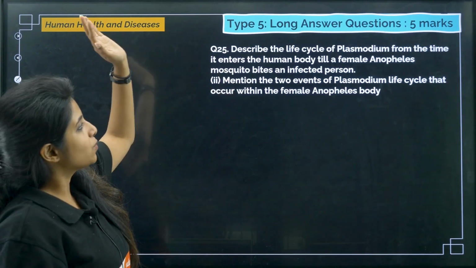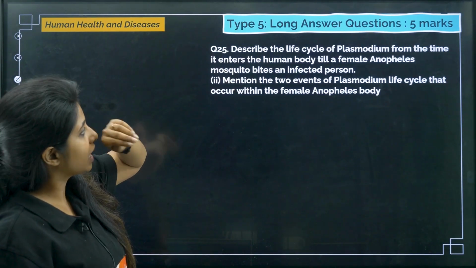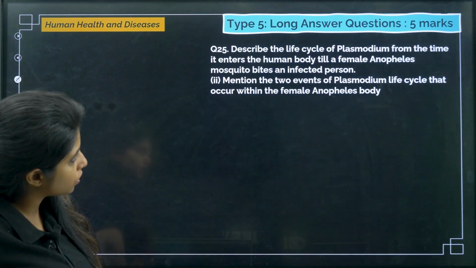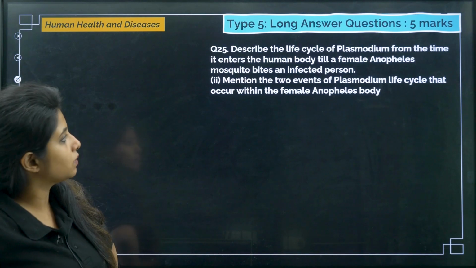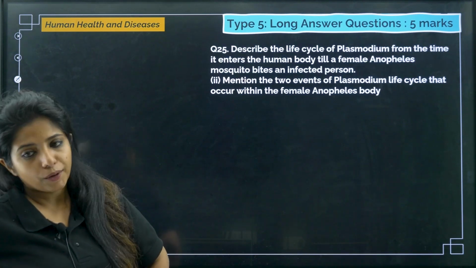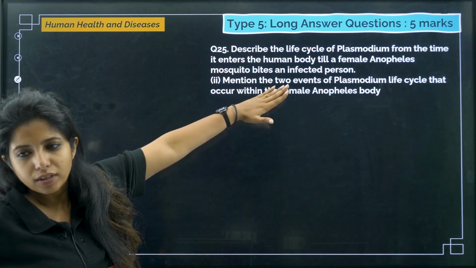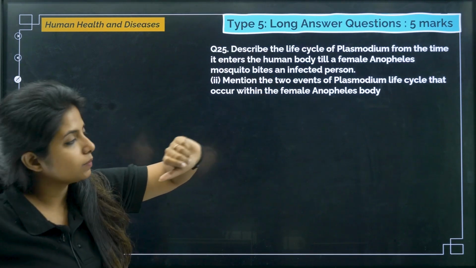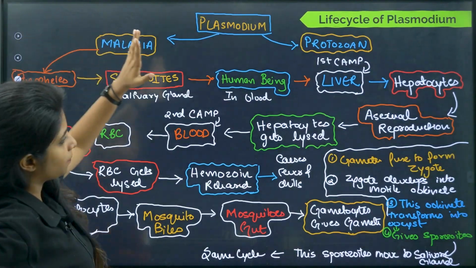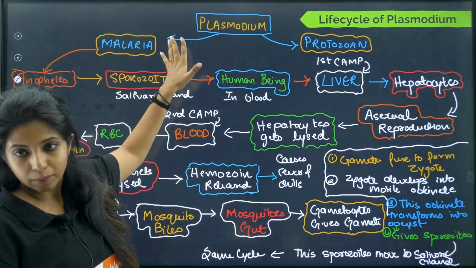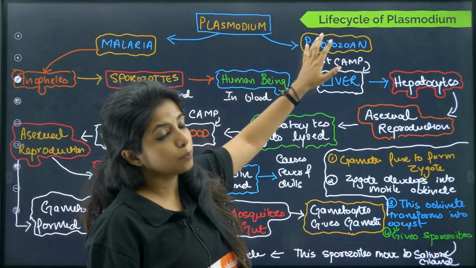So here I am. Describe the life cycle of Plasmodium from the time it enters the human body till a female Anopheles mosquito bites an infected person. Mention the 2 events of the Plasmodium life cycle that occur within the female Anopheles body. So we have to talk about the life cycle, and then the 2 events that occur in the female Anopheles body. So easy thing is this. I made it initially. Listen, Plasmodium is the one that causes malaria, and this Plasmodium that you see is a protozoan.